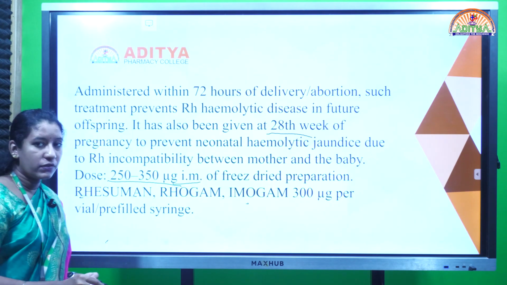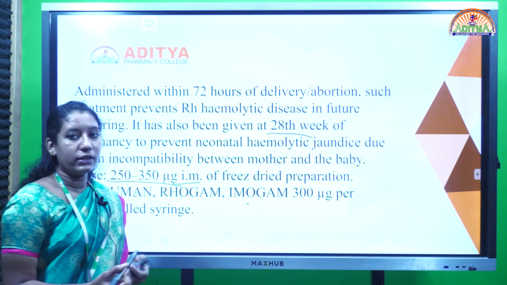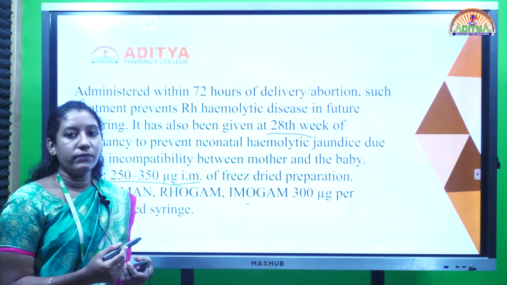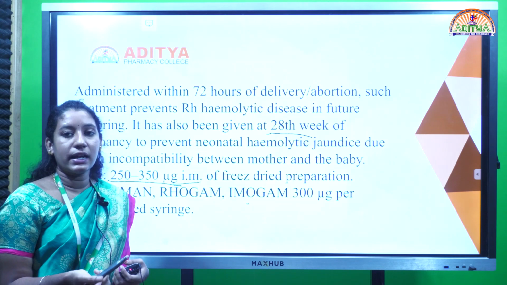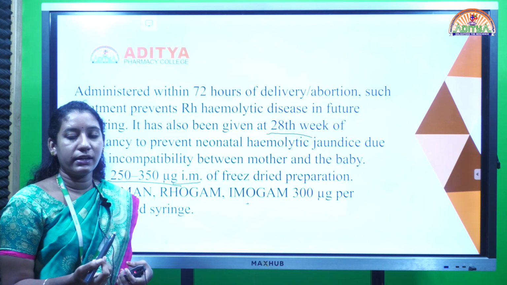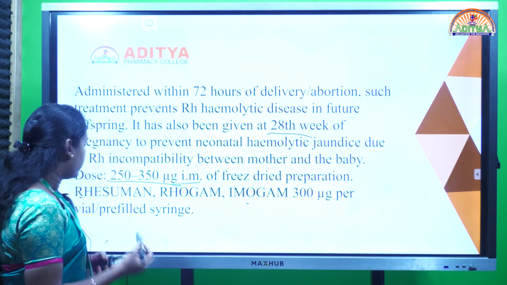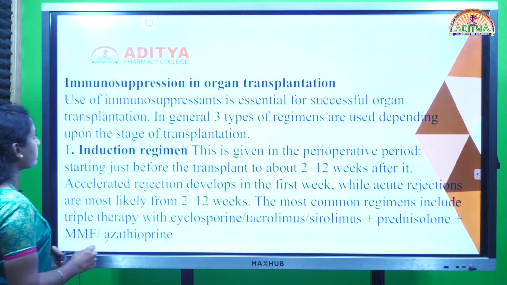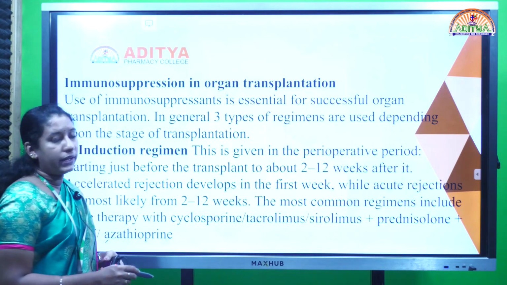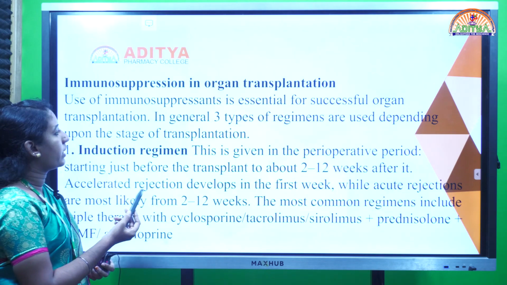So what is the MOA of this polyclonal antibody, anti-thymocyte globulin? That antibody will bind with the T lymphocytes and deplete them, and if these lymphocytes are depleted, there will be no initiation of immune responses. Next, the uses: immunosuppression in organ transplantation.